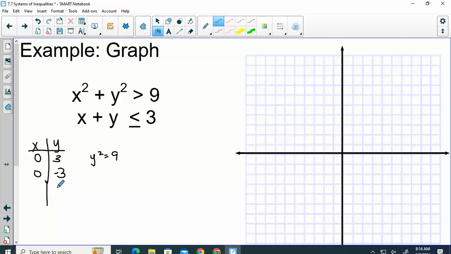If y is 0, then x squared equals 9. So x could be 3 or negative 3. So we have 4 points right here: 0, 3; 0, negative 3; 3, 0; negative 3, 0. Can you tell what this is going to be? It's a circle.